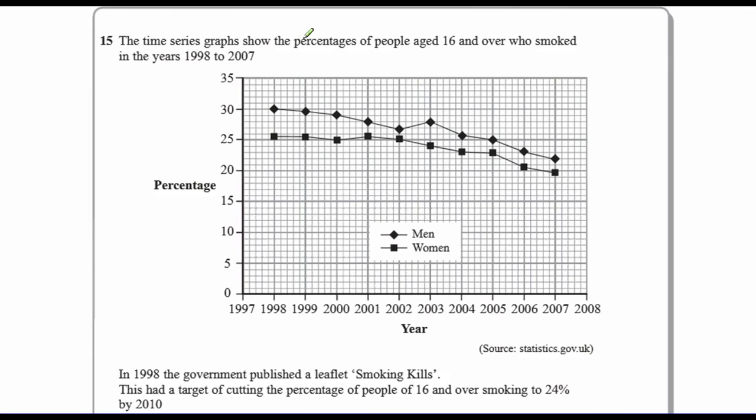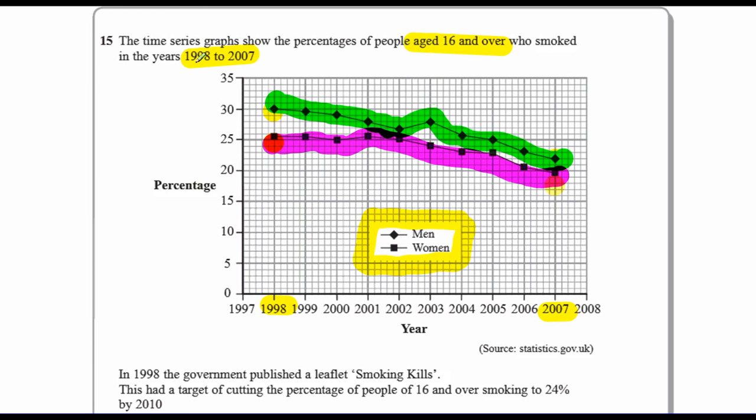The time series shows the percent of people aged 16 and over who smoked in the years 1998 to 2007. So you can see 1998 here where we have our first data points, up to 2007 here with our other 2 data points. And we've got a nice key to explain that the diamonds, the top row, means for men, so let's do that in a nice green colour. And the bottom row, the squares, is for women, and let's do that in a pink colour. Okay, 2 different trends, men and women.